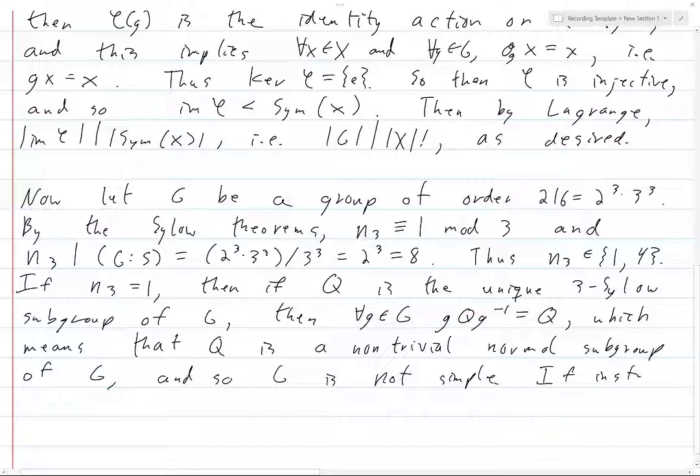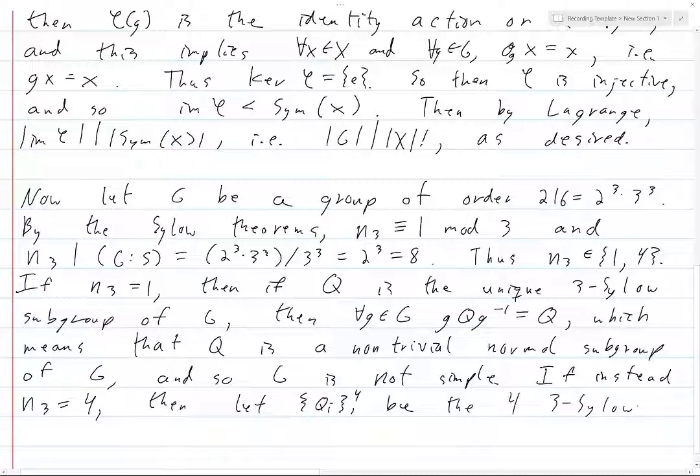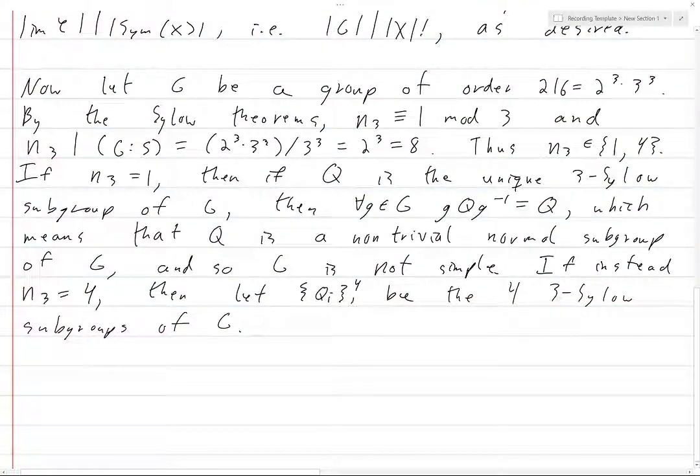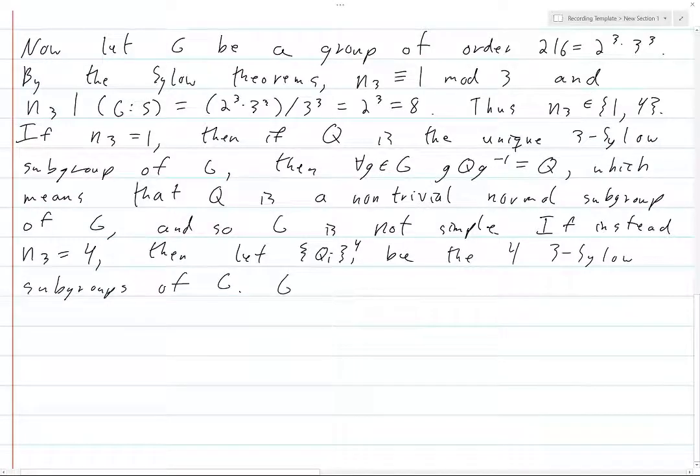If instead n3 equals 4, then let Q1, Q2, Q3, Q4 be the 4 3 Sylow subgroups of G. We know by the Sylow theorem that G acts here. I'm going to use a cursive Q.